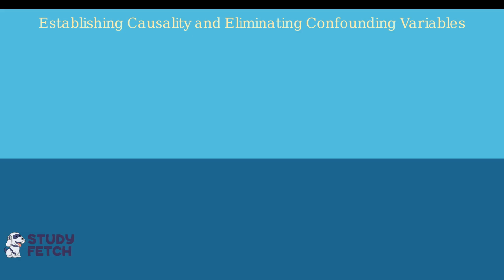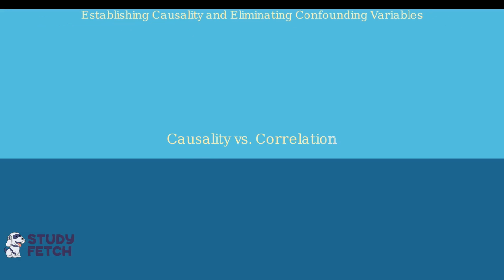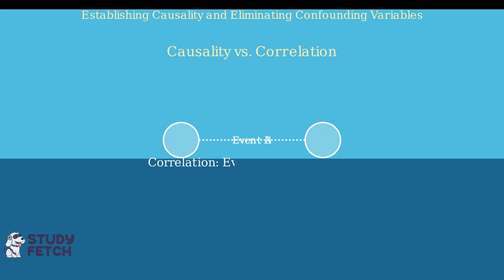Establishing causality is a fundamental goal of controlled experiments. Let's first understand the difference between correlation and causality. Correlation simply means two events occur together or are associated. When one changes, the other tends to change too. Causality, however, is stronger. It means one event directly causes another. This is what scientific experiments aim to establish.